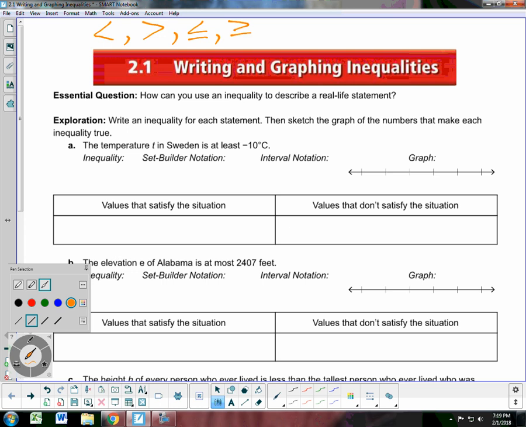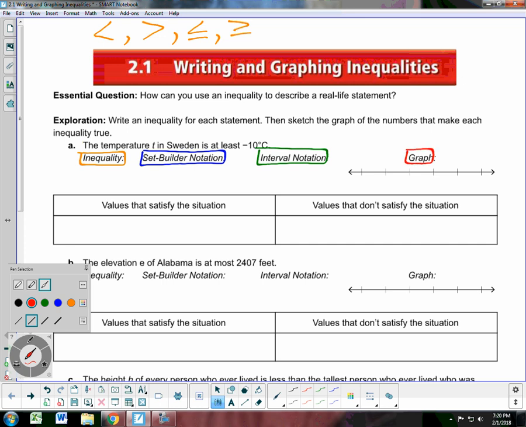Okay, so our essential question is, how can you use an inequality to describe a real-life statement? So first we're going to take a look at some of these real-life statements and try to see how we can represent them with an inequality. All right, so you'll see that there's 4 different ways that we'll write every inequality. Well, first there's just the regular inequality, okay? Then there's what we call set builder notation, interval notation, and finally by using a graph.